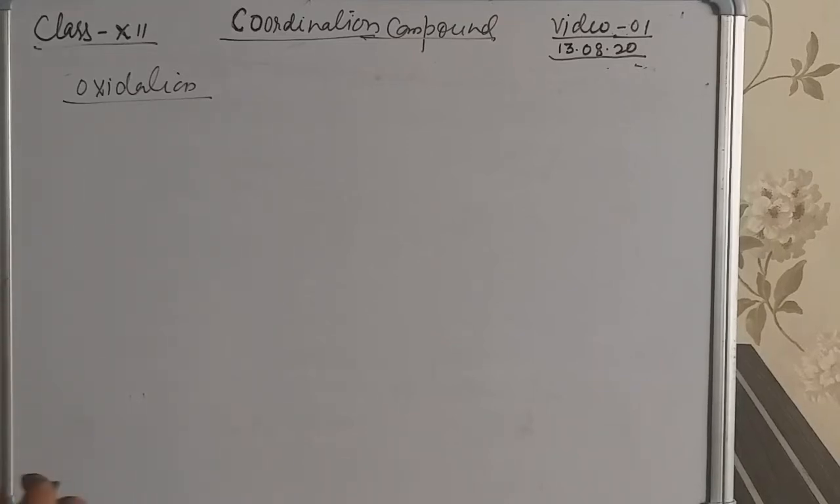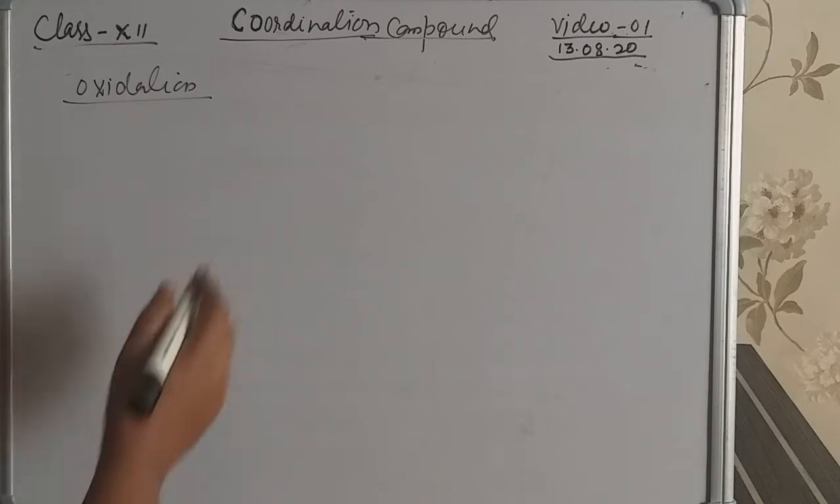So, good morning. Let's start the oxidation number in the coordination compound, as we have already discussed a few terms in the previous video, like central metal atom, what the ligands are, the types of ligand, what is chelation, and so on.